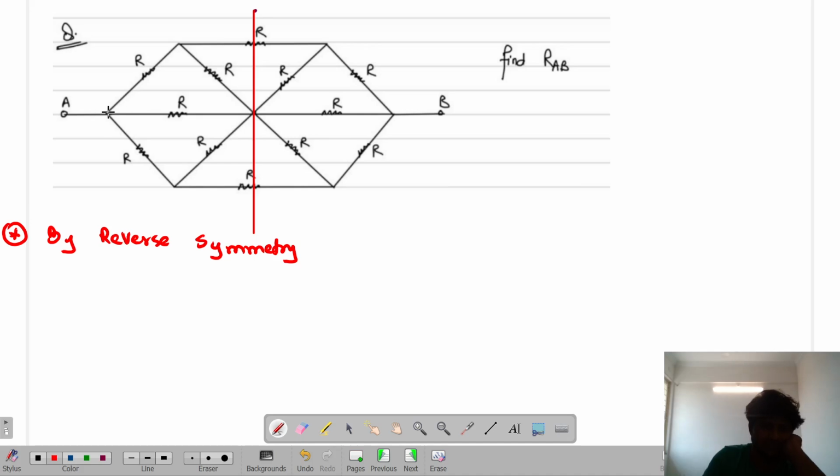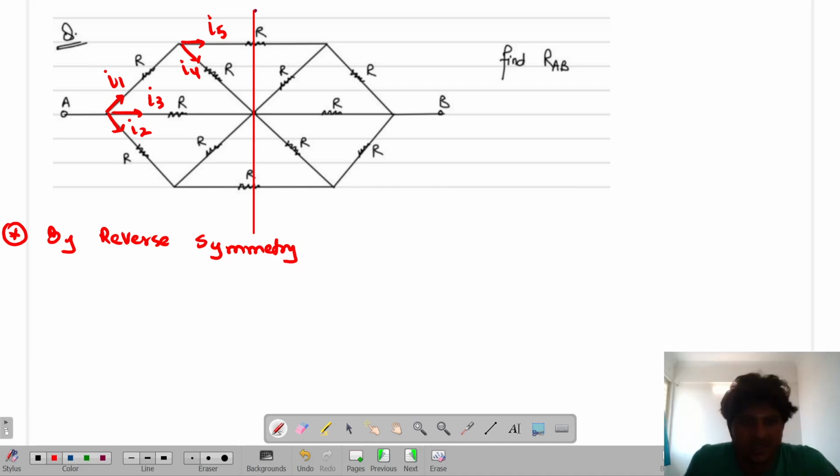Suppose my current is I. This one will be current I1, here will be current I2, and here will be current I3. This I1 will be divided into two parts, I5 and I4. If reverse symmetry is there, meaning along the perpendicular bisector the resistances are the same, then the current in all the symmetrical branches is identical.